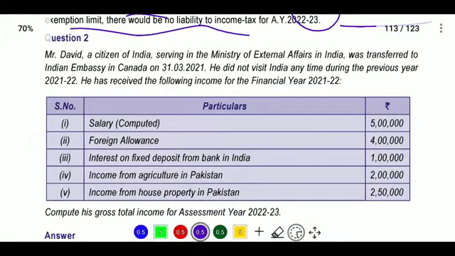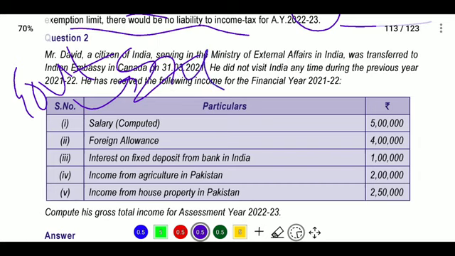Next, second case will be Mr. Dravid, a citizen of India serving in the Ministry of External Affairs in India, that is, a government employee, and he was transferred to the Indian Embassy in Canada. So the government employee went to Canada. Whatever allowance he receives, he will get exemption under section 10.